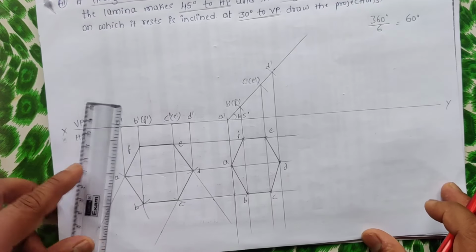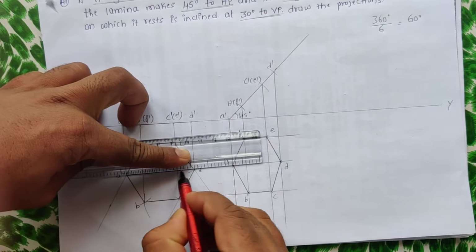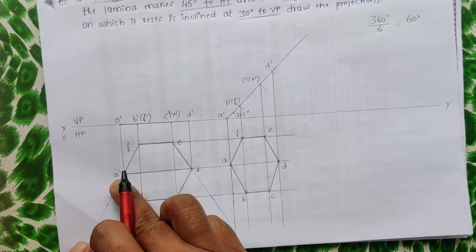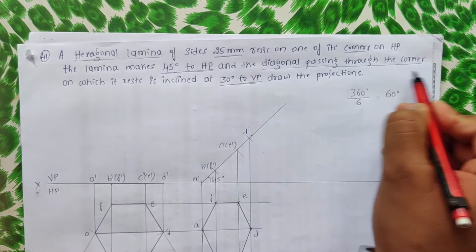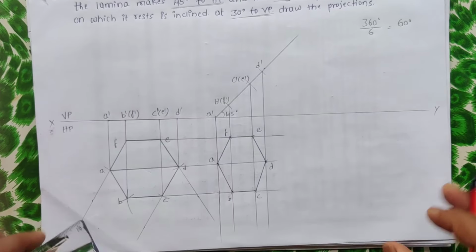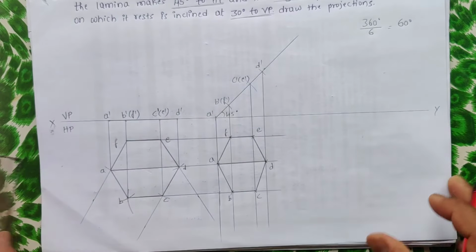So here A to D is what? It's a diagonal passing through the corner on which it is resting. That is what he is talking about in the problem: diagonal passing through the corner on which it rests. So here there is one more diagonal, of course, in the fourth position.